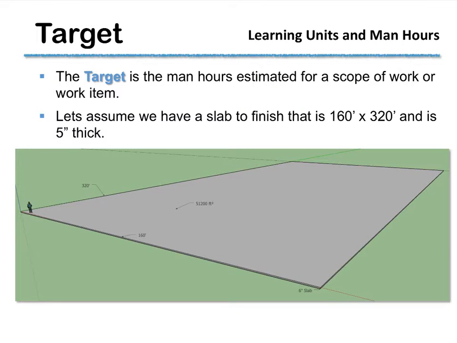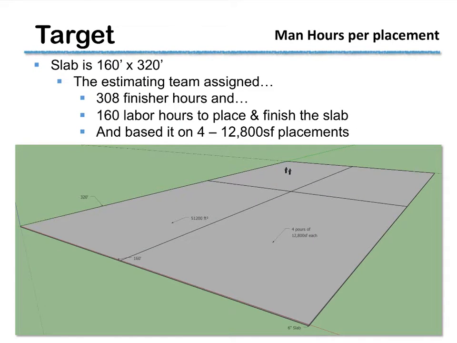So, if target is the man hours estimated for a scope or a work item, let's assume we have a slab that is 160 feet by 320 feet and is 5 inches thick. It would give you a total square footage of 51,200 square feet. And notice here, I've written this a little differently. I wrote it in FT-square. That also means square feet. The estimating team has assigned us 308 finishing hours and 160 labor hours and is based on 4 12,800 square foot placements.